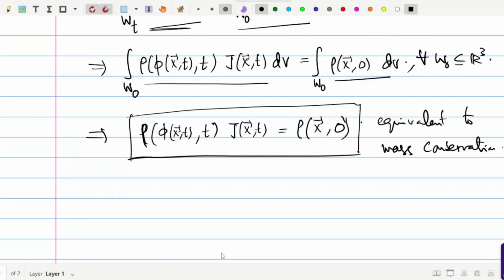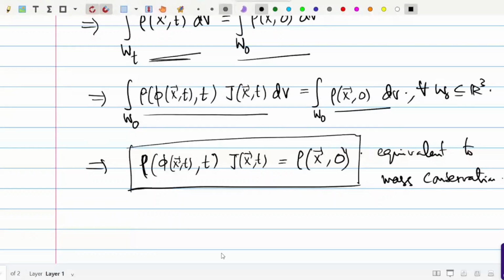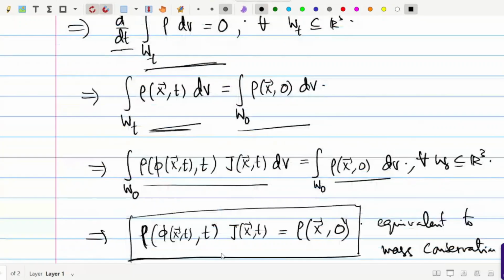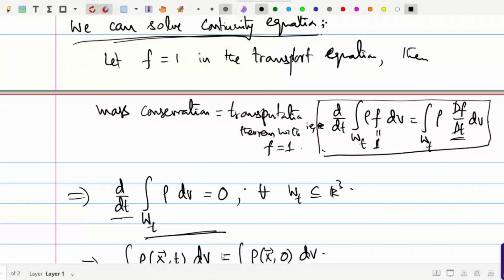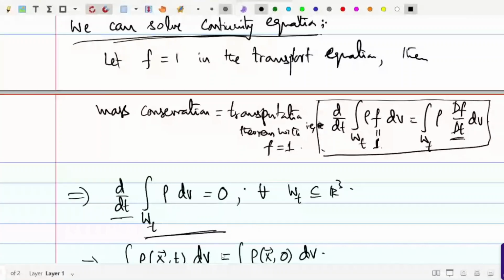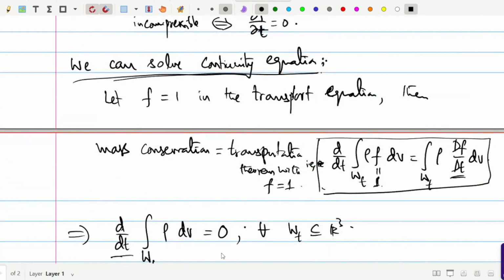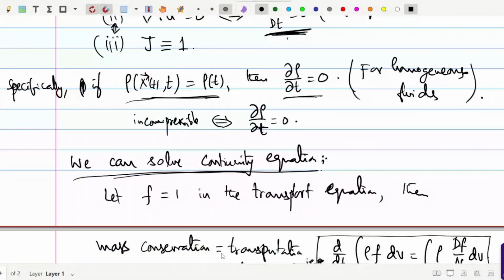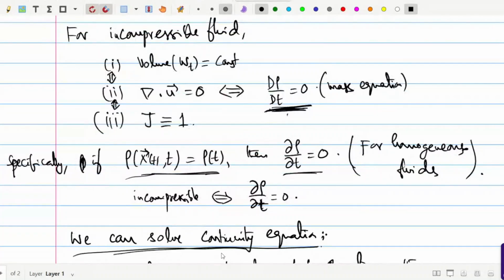Because the rho is given initially, for all times, basically d rho by dt, right? So for incompressible fluids, this is what you have done. Incompressibility means d rho by dt, the total derivative of that, is equal to 0.